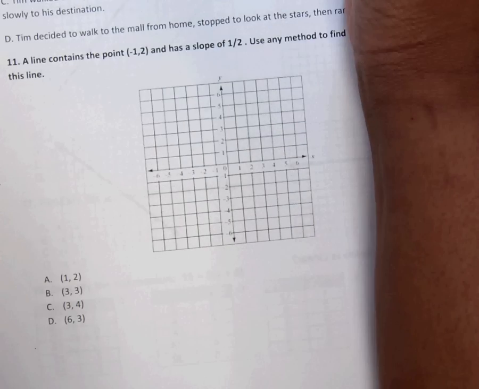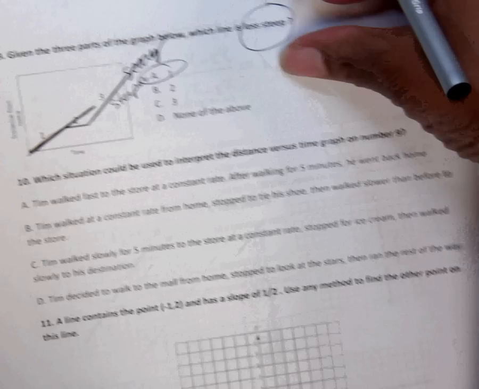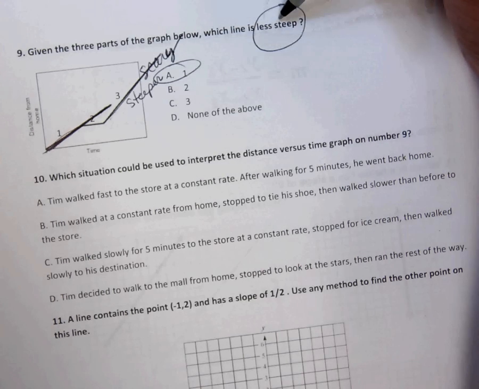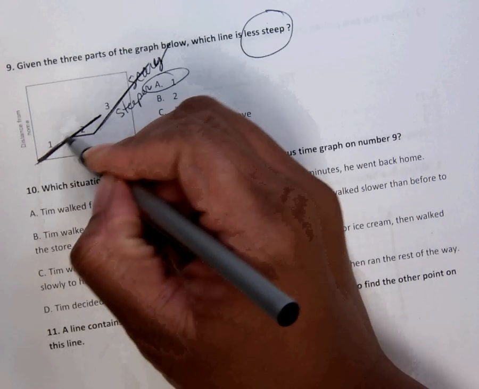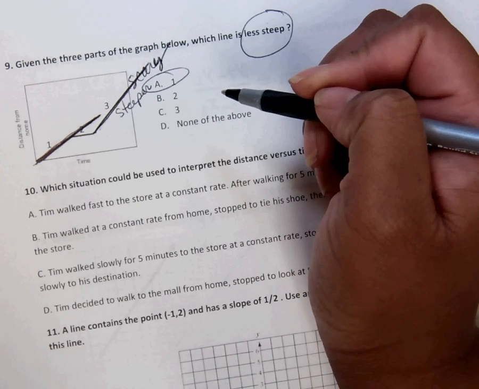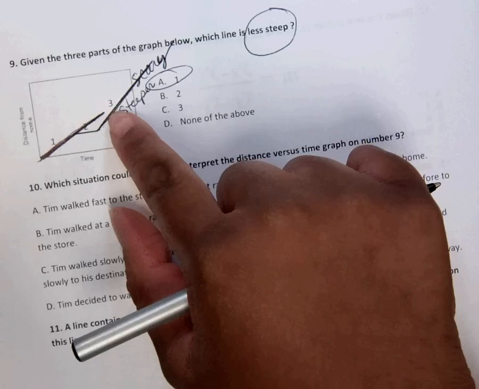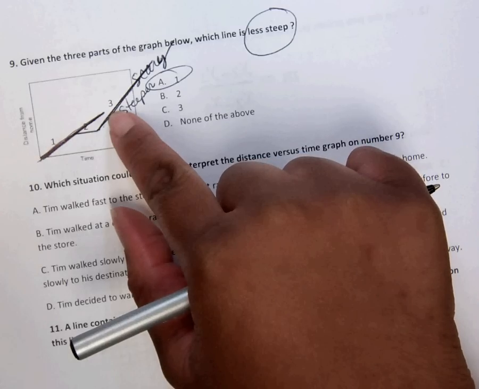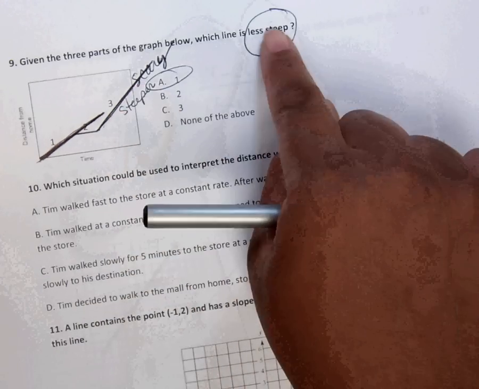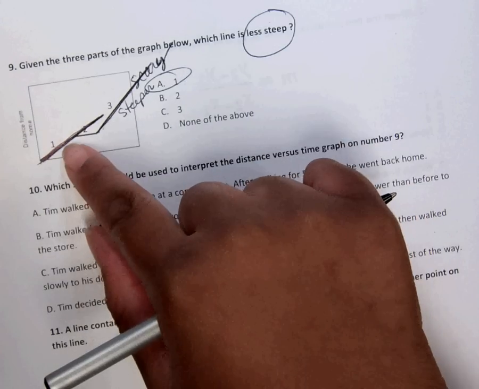Answer choice number 1. You can't see me again, can you? I'm sorry. Let me move that down. Given the 3 parts of the graph below, which line is less steep? Well, if I draw number 1 and I draw number 3, which one would be scarier? Well, this one is not as tall as that one. The taller it is, the scarier it is. So this is the scarier line. I asked for which one is less scary, less steep. That would be number 1.